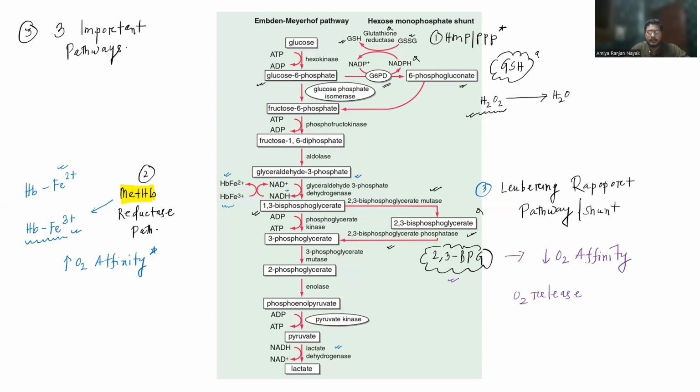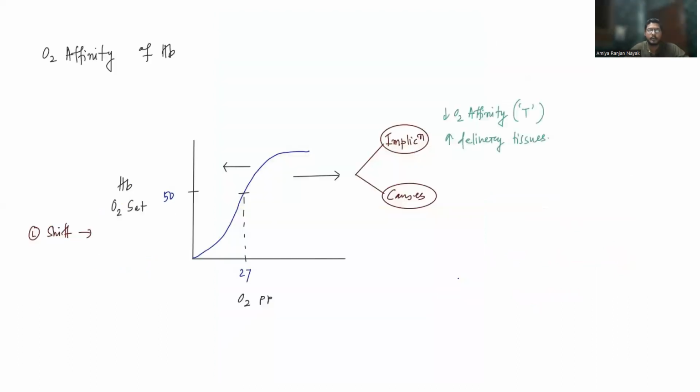Now we'll see how we demonstrate this increased oxygen affinity and reduced oxygen affinity. This is demonstrated by the oxyhemoglobin dissociation curve, which you all must have studied in physiology also. Here in the y-axis, we have the hemoglobin oxygen saturation, and in the x-axis, we have the partial pressure of oxygen.